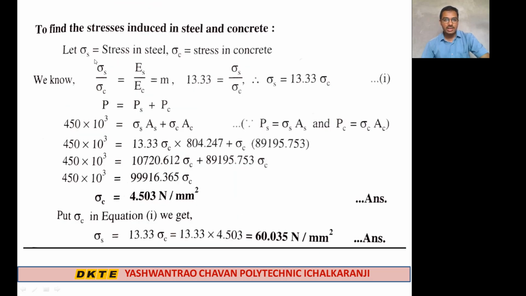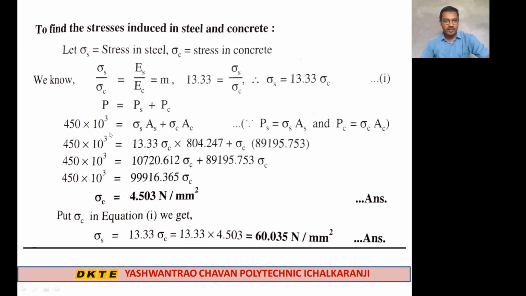Stress in steel is equal to sigma S. Stress in concrete is equal to sigma C. That is the equation. Sigma S upon sigma C is equal to ES upon EC. This is M, the ratio of modulus of elasticity. This 13.33 is given. Sigma S is equal to 13.33 sigma C. Put this value in the total load equation. P is equal to PS plus PC. PS is equal to sigma S into AS and PC is equal to sigma C into AC.